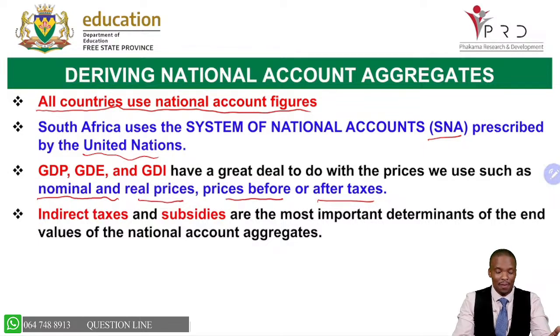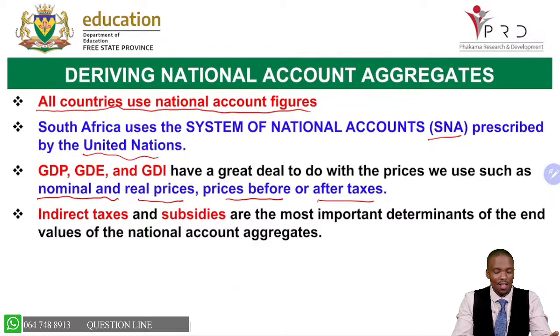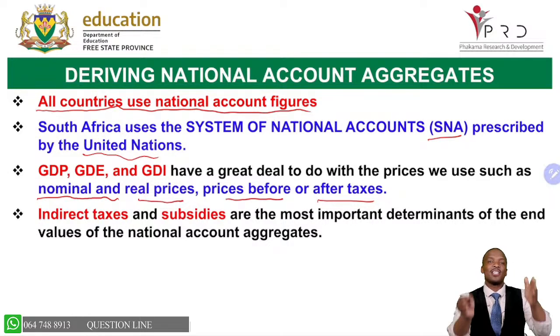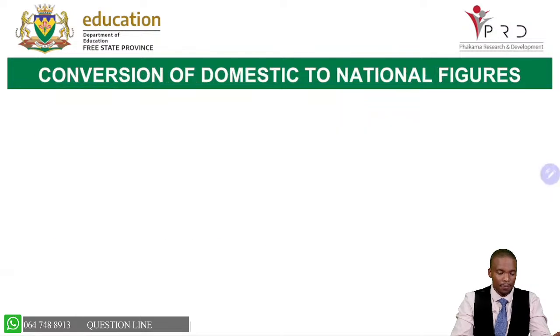Indirect taxes as well as subsidies are the most important determinants of the end values of this national accounts aggregate. We're going to be showing you that in a table format to say how do we derive the GDP at market price using the production method, how do we derive the GDP at market price using the income method, as well as using the expenditure method. Okay.